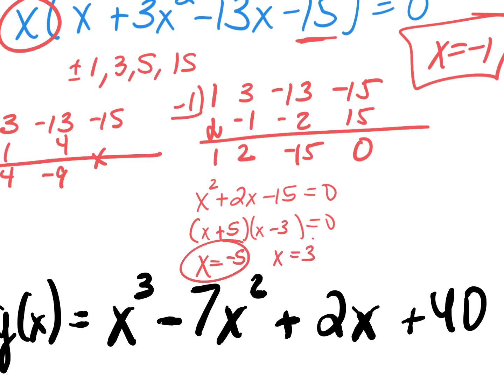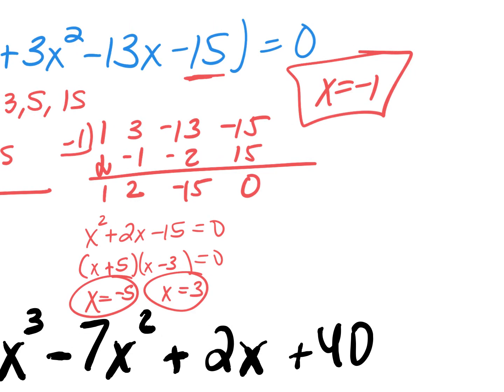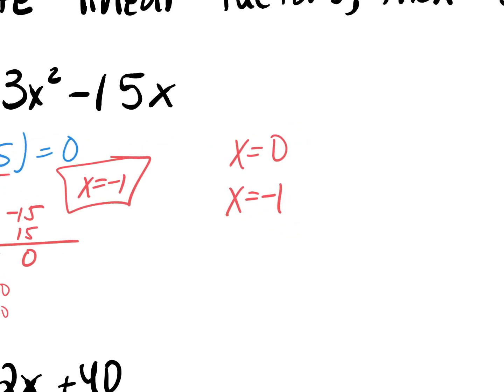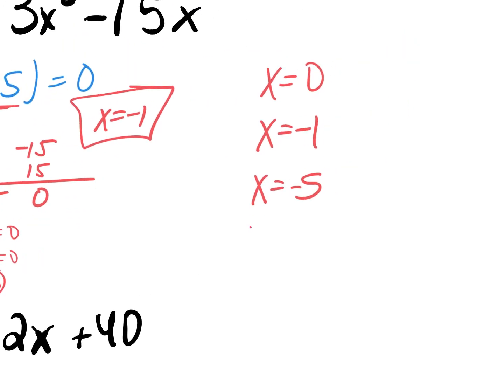All right, you guys told me what my zeros are. Okay, I'm going to write them over here so we can see it. x equals 0, x equals negative 1, then I got negative 5, and I have x equals what? 3, right? That's you guys solving it. You told me what the intercepts or the zeros are.